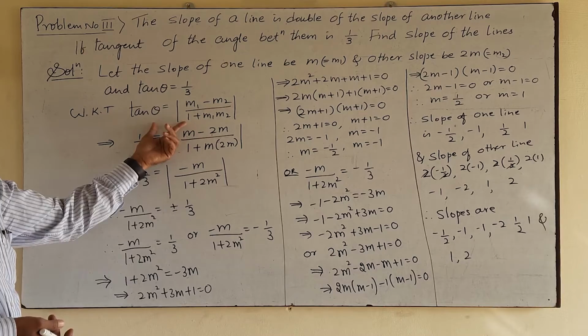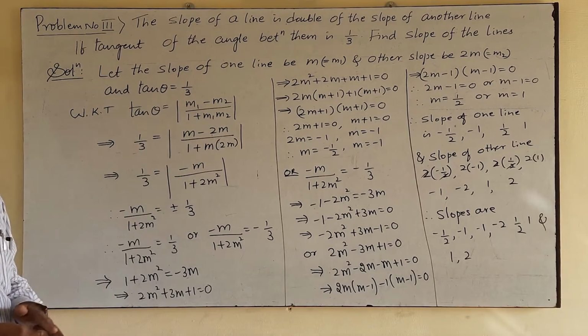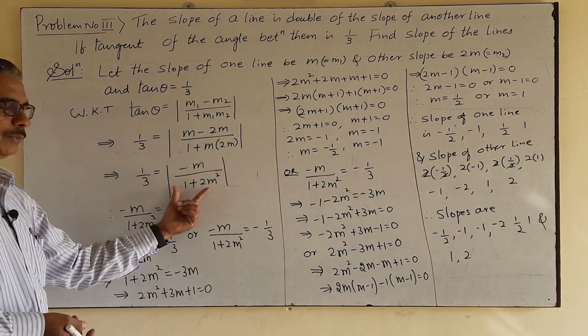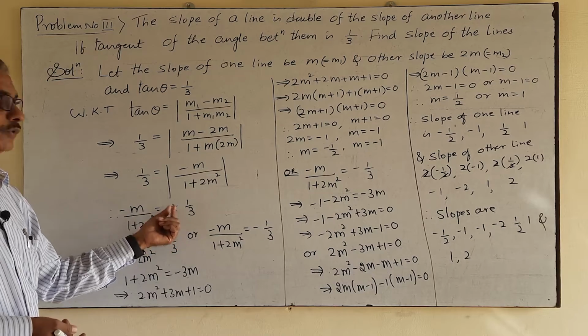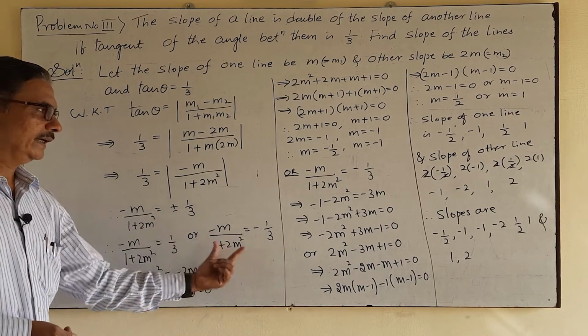You know the formula, tan theta is equal to modulus of m1 minus m2 by 1 plus m1 m2. Substituting the values, go on simplify. By removing modulus, we got two values, plus or minus. There are two cases. This is case 1, that is case 2.